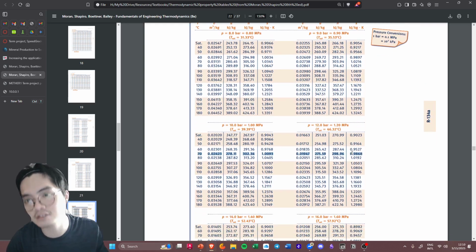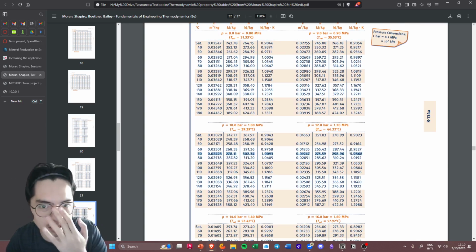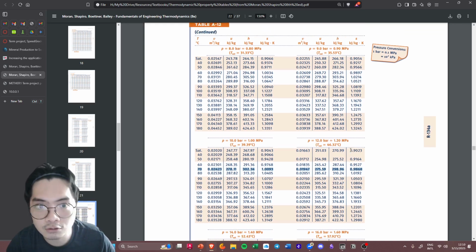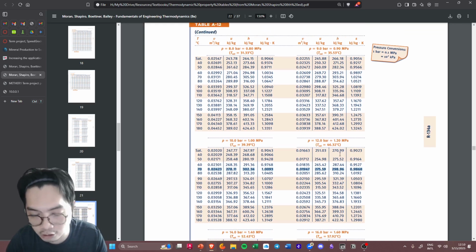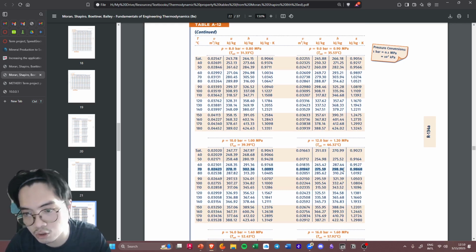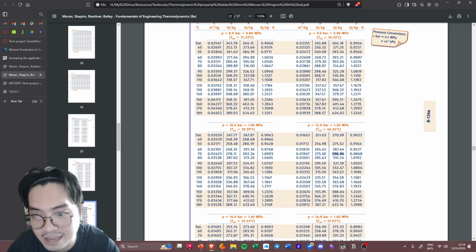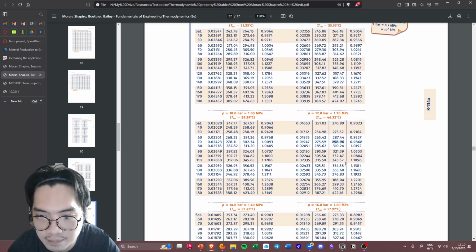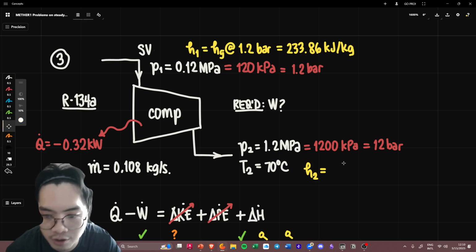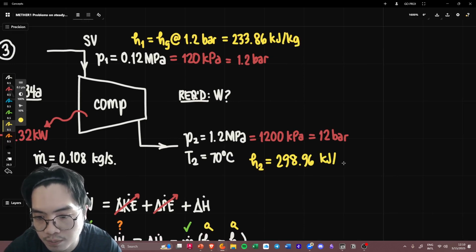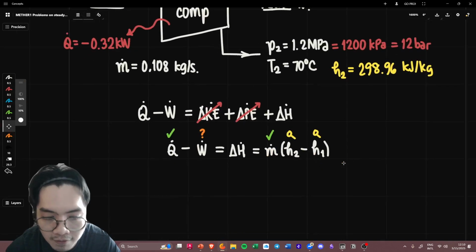And if you guys don't want to continue scrolling up and down, if ever you do have a digital copy, you just have to remember VUHS. So in this case, what you're trying to get here is H, right? This one, 298.96. So there you go, 298.96 kilojoules per kilogram.